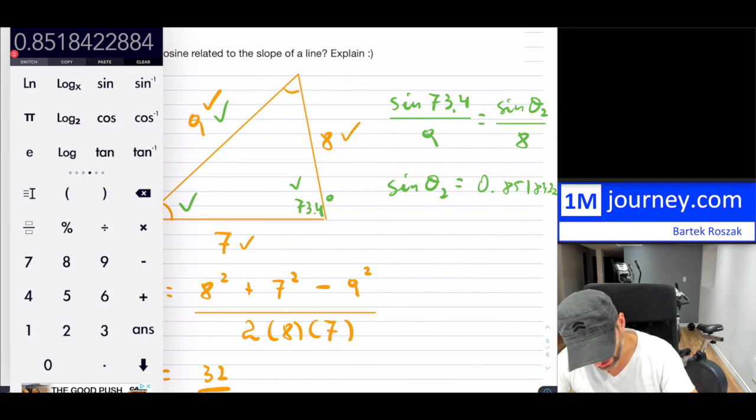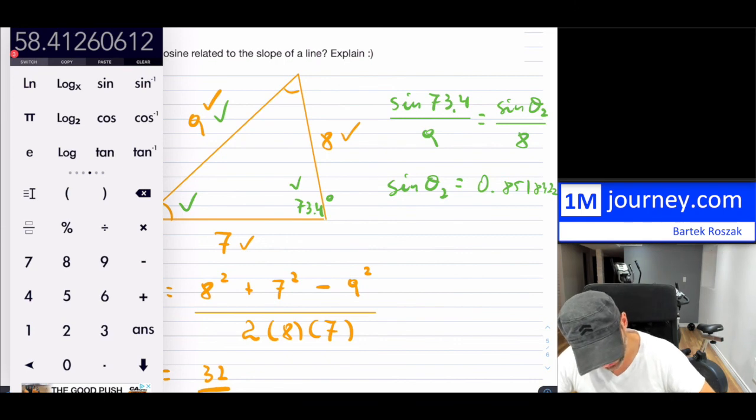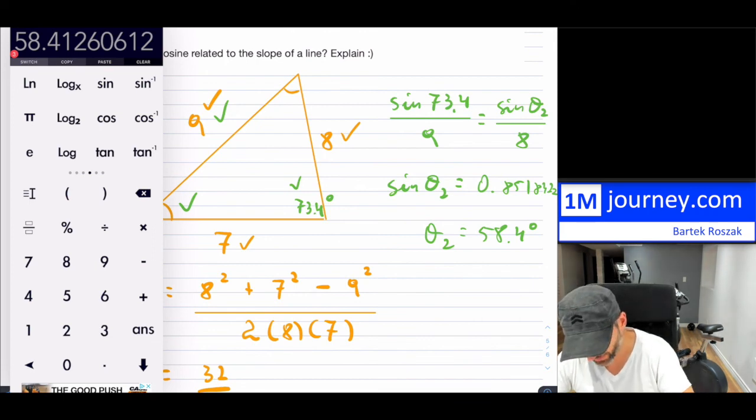Let me clear this, so I need inverse of the answer. Cleared it for me, so 8, 5, 1, 8, 4, 2, 2. I know that we're missing some stuff there, but it's okay. So it's going to be 58.4 degrees. So that's this one. So now we have this and this.